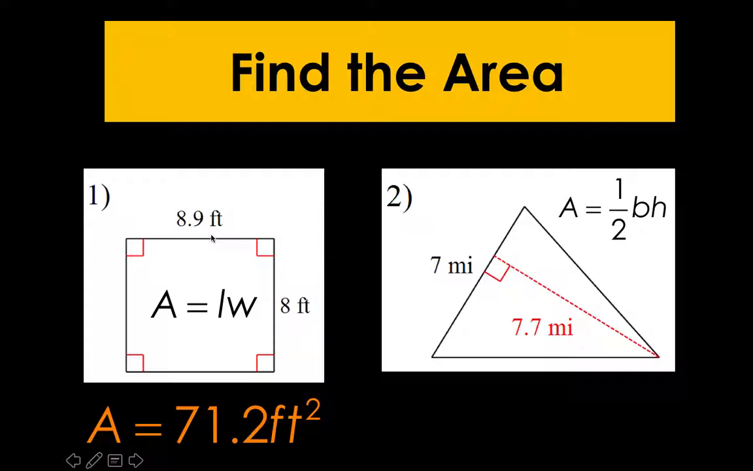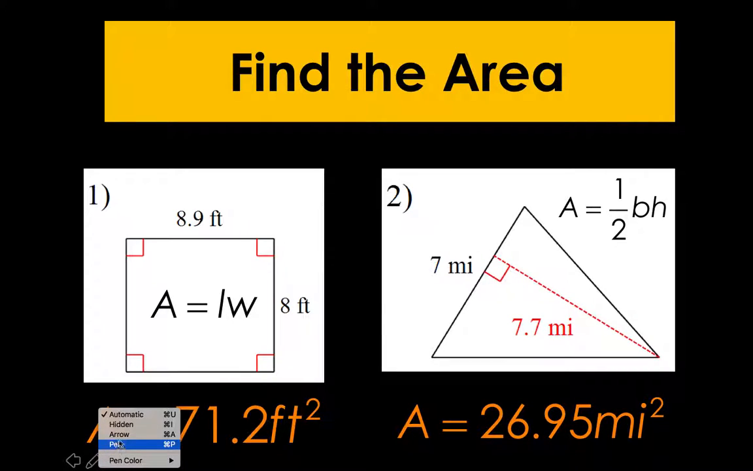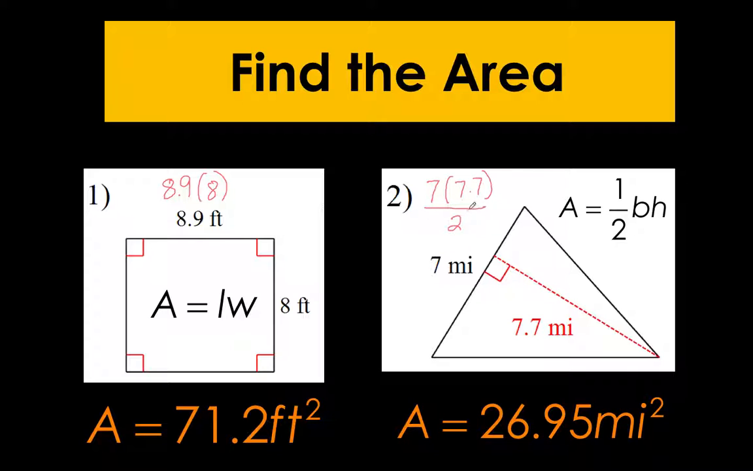And your second answer should have come out to be 26.95. And remember, when you're plugging these in, you're actually just doing 8.9 times 8. And then for this one, you're actually just doing 7 times 7.7, and you're dividing all of that by 2.